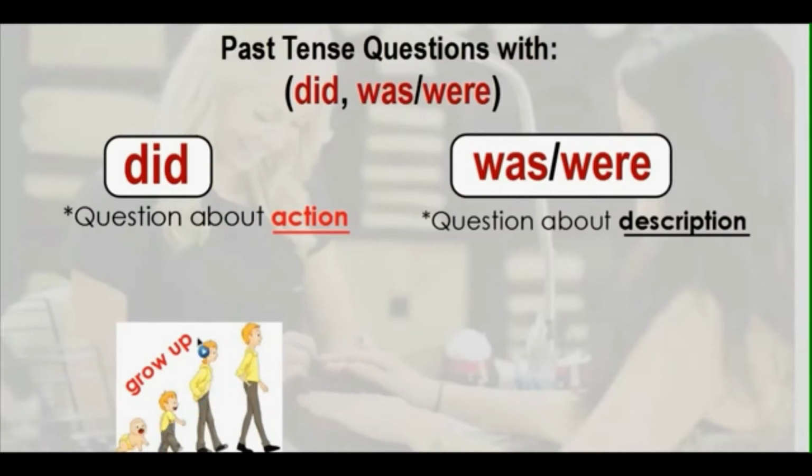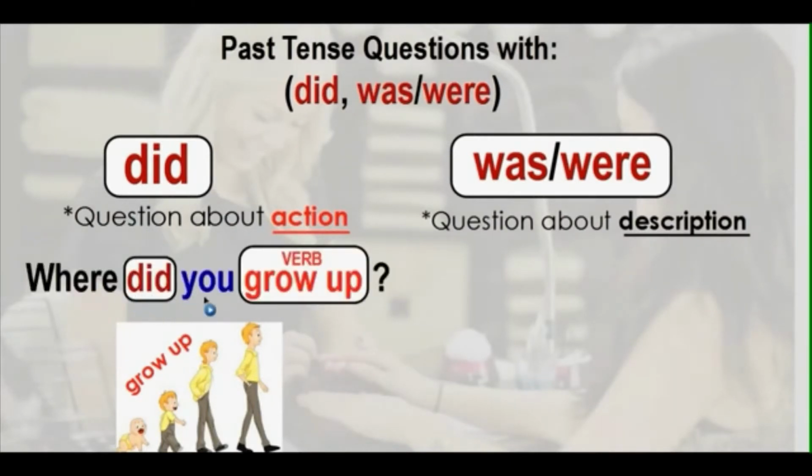And if I want to ask a question about this action, I need to use did. For example, where did you grow up? So, when I ask a question about the verb or the action, I need to use did for the auxiliary. So did is only for verbs, when I use a verb in the question.